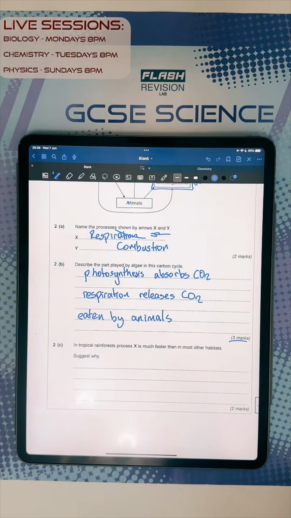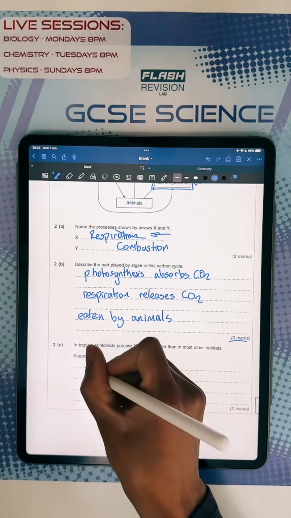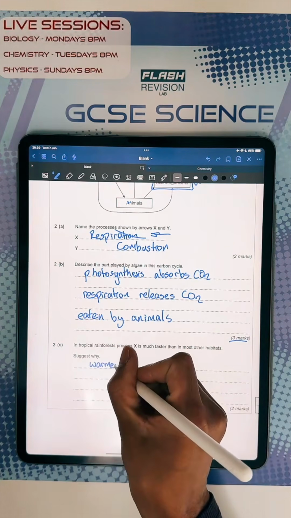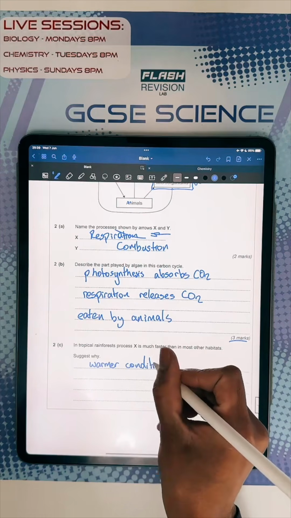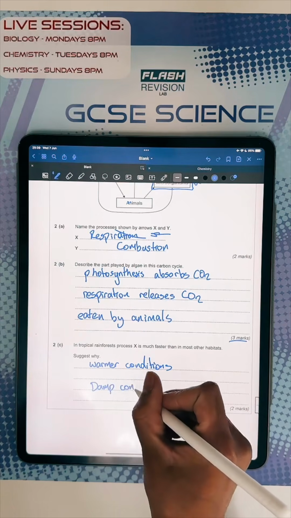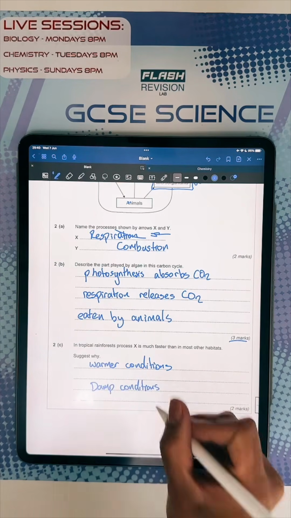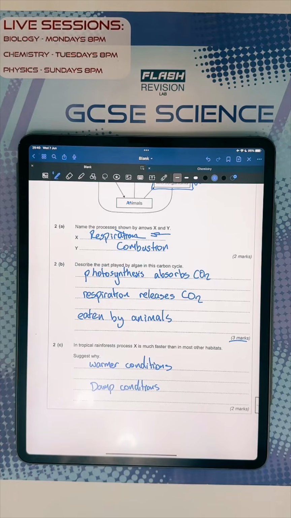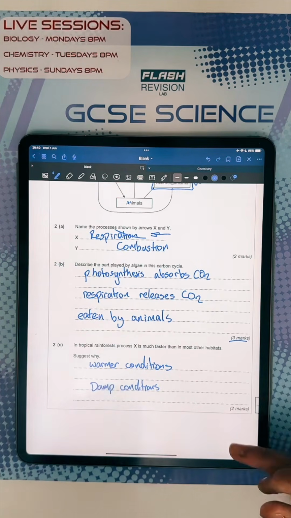So we're saying a lot of rain. Yeah, it's damp conditions, we could say. There could be a lot of microorganisms. It's warmer as well in the rainforest, so you could say any of those. Warmer conditions, damp conditions as well. You could also say there's a lot of microorganisms, or a lot of plants to decay as well. So that's why it would happen faster.